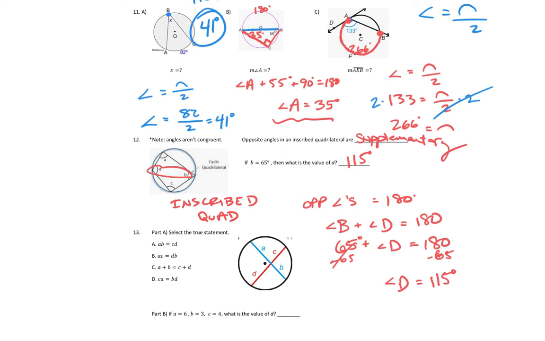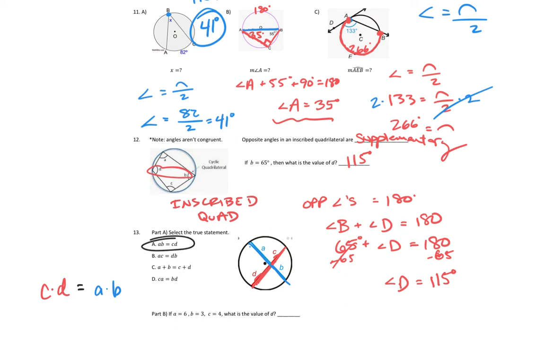Easy peasy. All right, and up next we got the two chords. All that you have to remember with the two chords is that you're going to multiply pieces of the same chord together. So you're going to multiply the C and the D together because they're on the same chord. You're going to multiply the A and the B together because they're on the same chord. Put a little equal sign between them. And then pick the right answer.